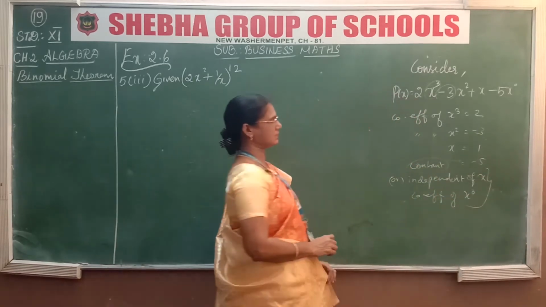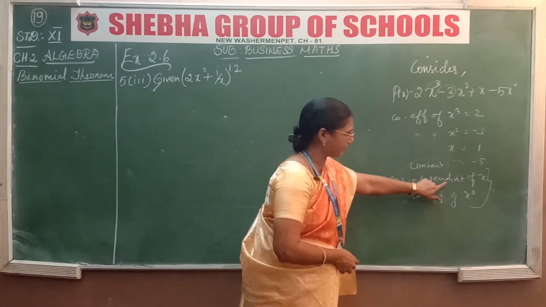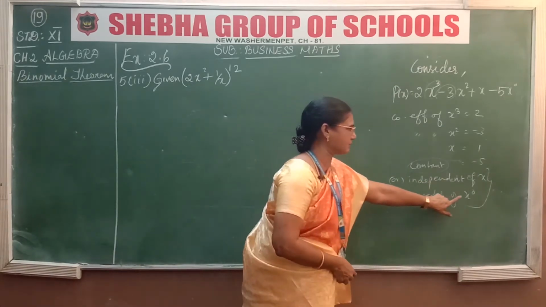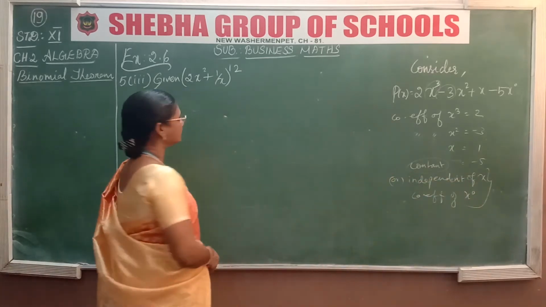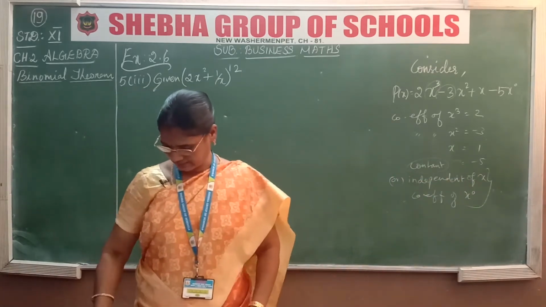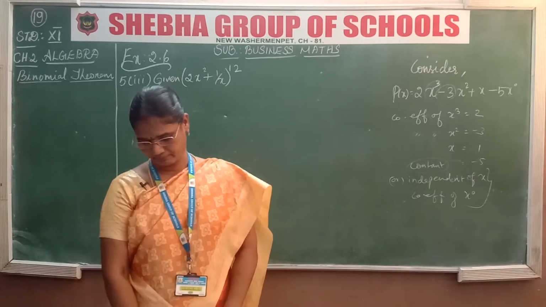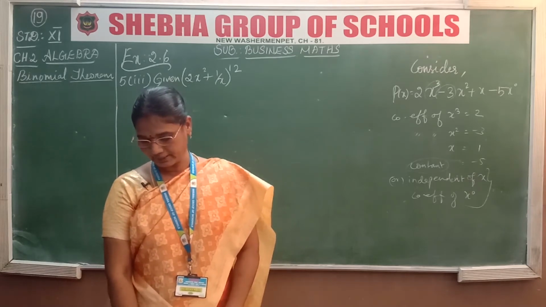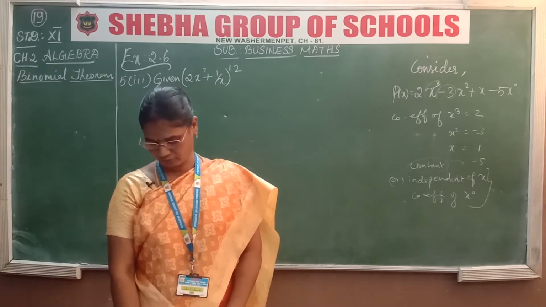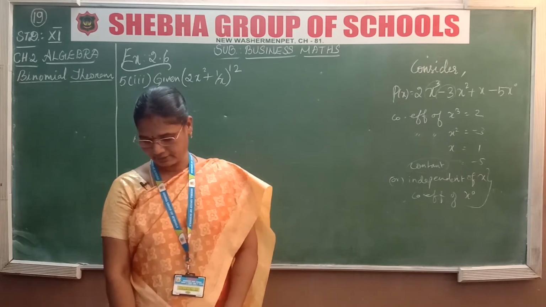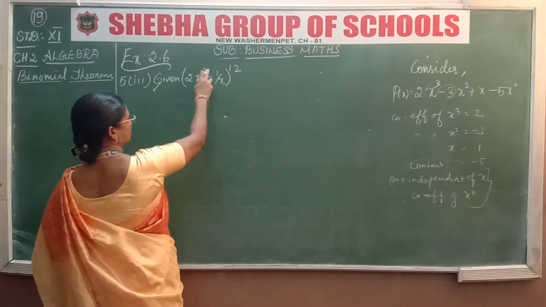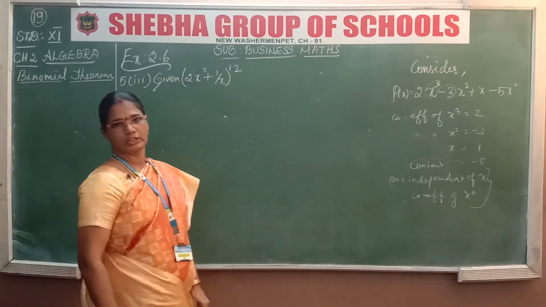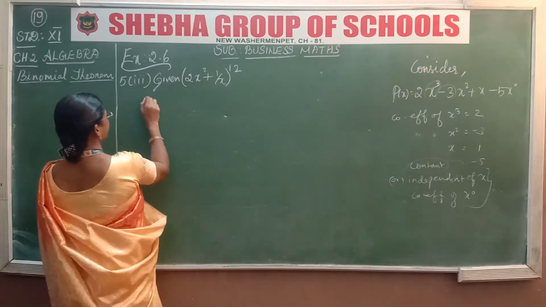Okay, constant term we can say as independent of x term or coefficient of x power 0 term. Okay, and listen, your book, page number 77, fifth sum. Find the term independent of x in the expansion of. 3 subdivisions are given. Now let us see the third subdivision, that is 2x square plus 1 by x whole power 12. First write the assumption.